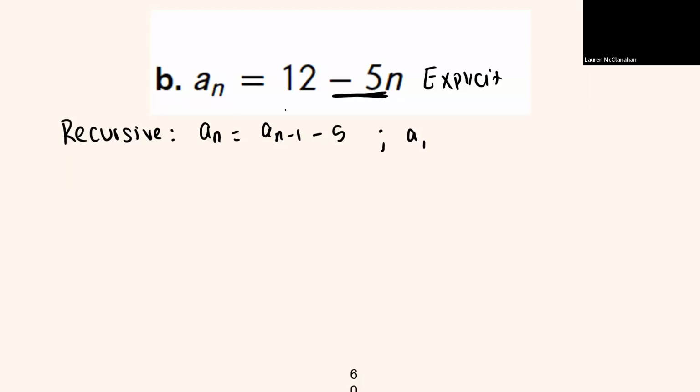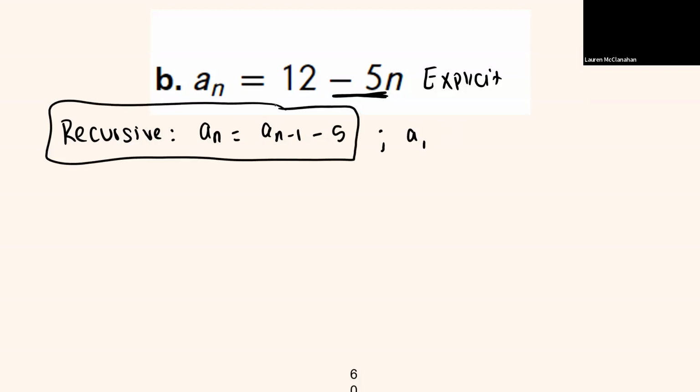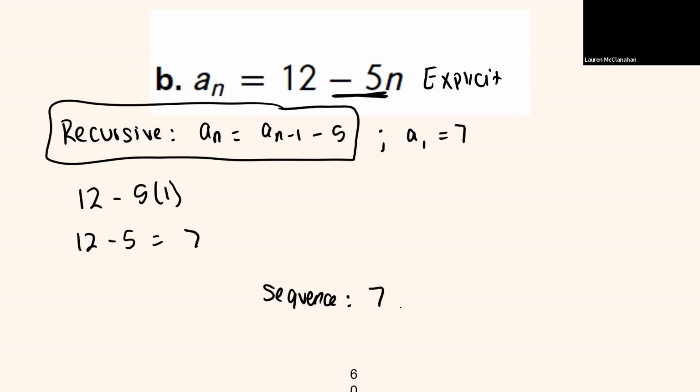So to find your first term, all you have to do for recursive is drop in that common difference. Now let's find your first term. 12 minus 5 times 1. 5 times 1 is -5, and 12 minus 5 is 7. So A1 equals 7. If we were to write the sequence, we would have 7, comma, remember, we're subtracting 5 each time. My slope was -5 and my common difference was -5. So 7, comma 2. 2 minus 5 is -3, and so forth.